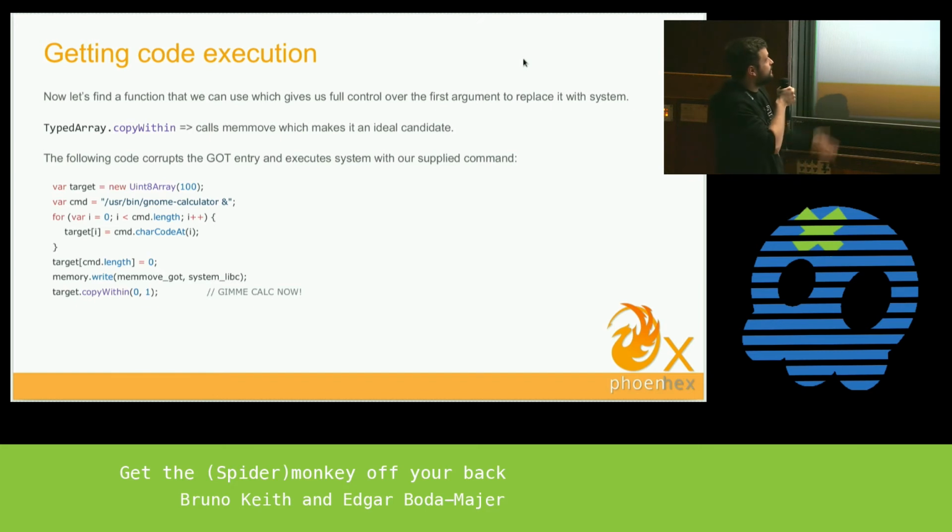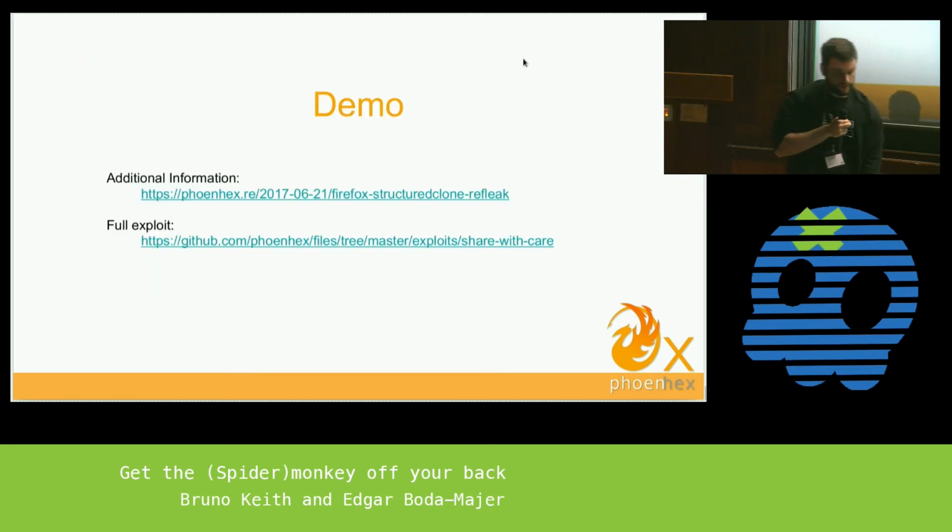Basically for that, we use the copyWithin function, which is defined on typed arrays. copyWithin actually uses memmove, and memmove's first argument is a pointer to memory. So by using the small snippet of code that you see here, we create a typed array and write the bytes of the command we want to execute to that typed array. Then, using our arbitrary write primitive, we just replace memmove with the address of system. By calling copyWithin, it will actually call system with that string. And Edgar is going to be doing a demonstration of that now.